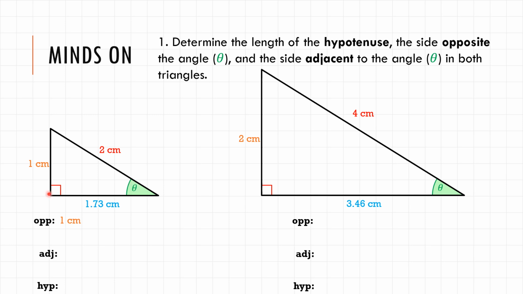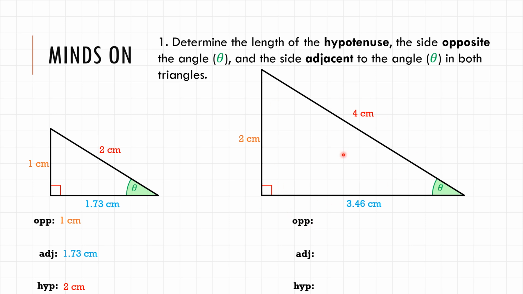If this is the hypotenuse, then this side must be adjacent. And remember, adjacent means right next to, right? And this side is right next to this angle. So that must be the adjacent side. And finally, the hypotenuse is this one right here. So that's pretty easy to do, right?